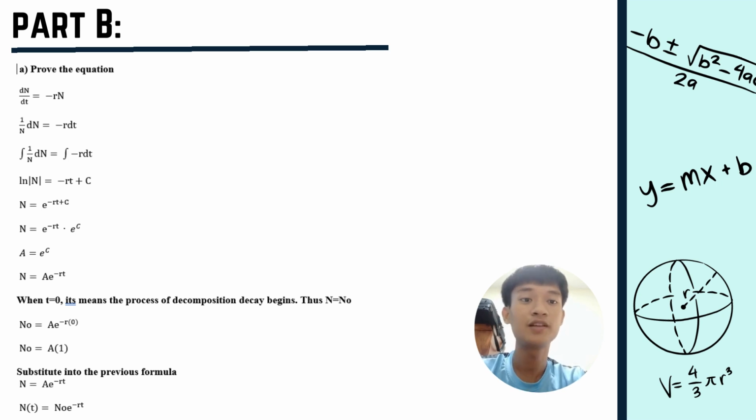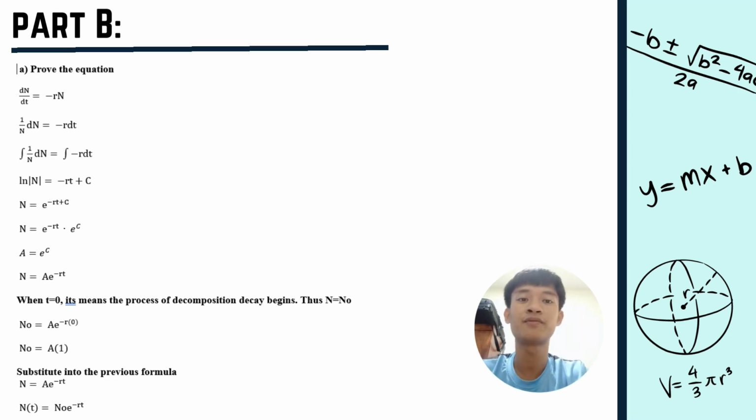So we're going to do the same thing. We're going to put N on one side and the rest on the other side. So we'll get 1 over N dN equals negative r dt. Same thing, we're going to do integration. Once you integrate everything, we will get the formula N equals e to the power of negative rt multiplied by e to the power of c.